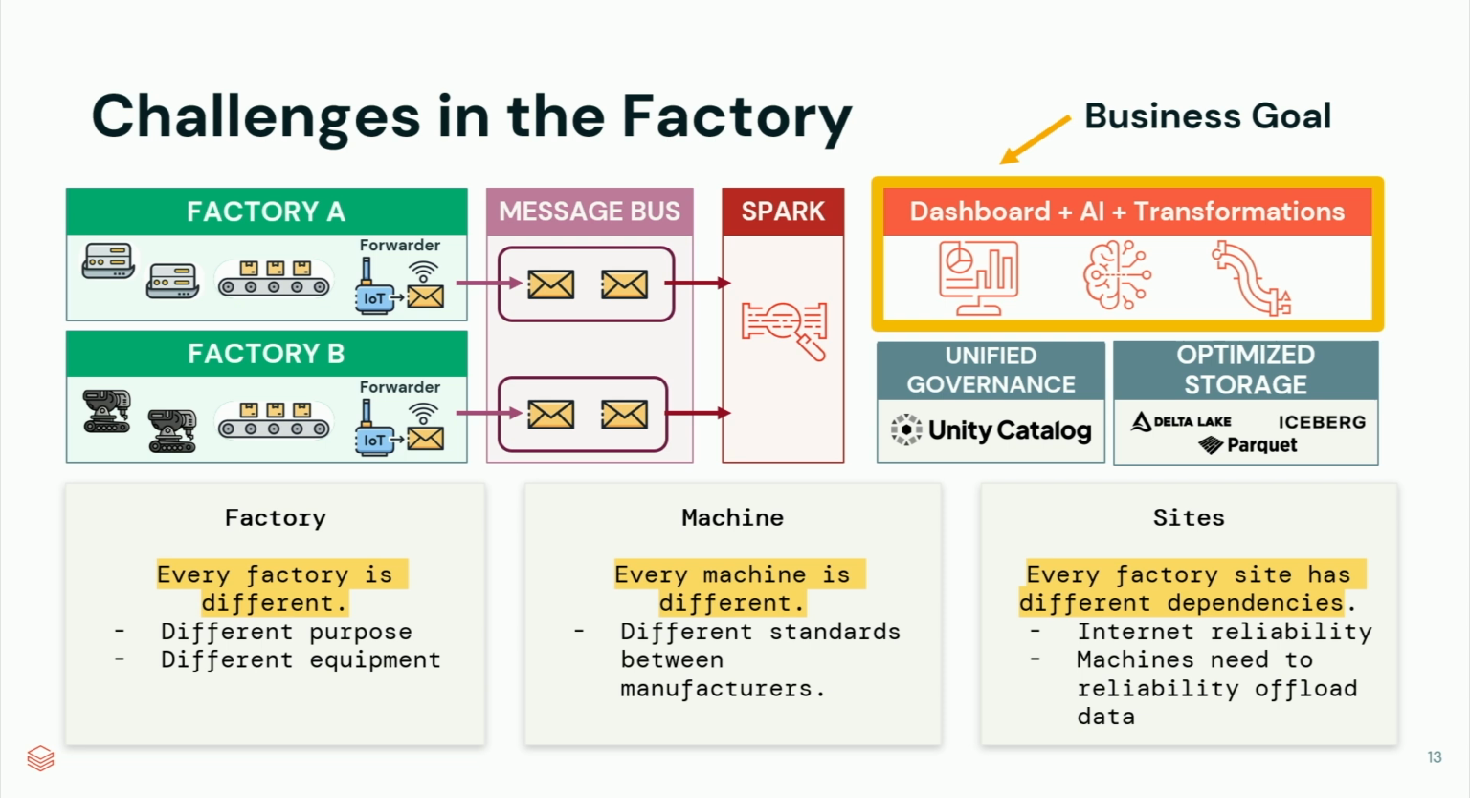Now, there's a number of different challenges that Joby has here. So one is that every factory is different. They have a different purpose, they have different equipment. The machinery at each of these factories is different. They have different standards. The individual devices are coming from different manufacturers, and they may change over time. And finally, each independent factory site has its own limitations and requirements. They have different dependencies. This could be the internet reliability of the site. They can differ from place to place. So we want to be able to offload that data as quickly as possible.